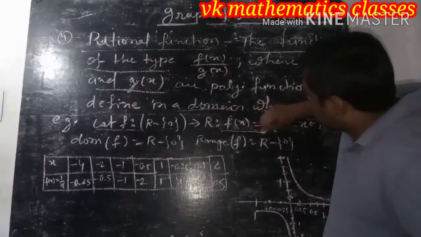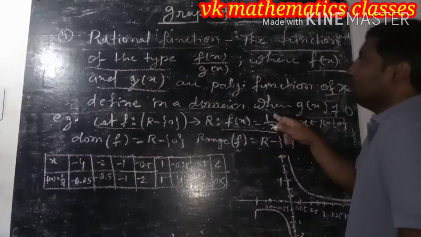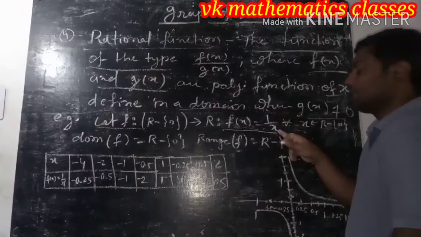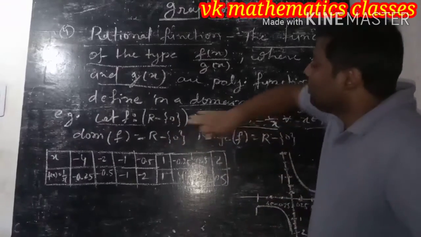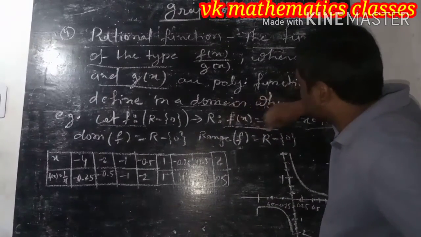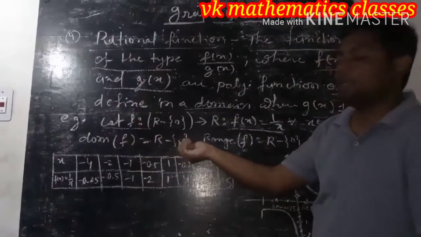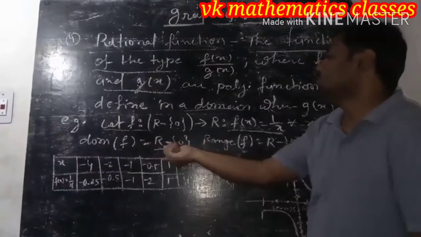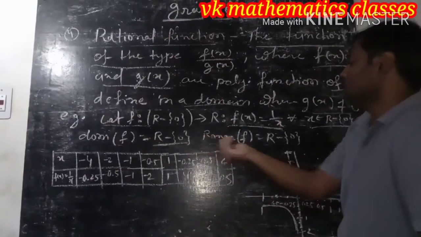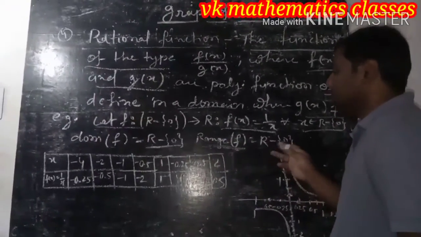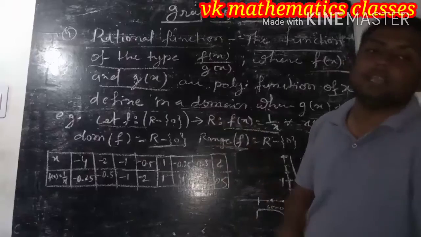Now this is the function f(x) equals 1 by x, in the form of f(x) by g(x), for all x belonging to R minus 0. Then the domain of this function f(x) equals 1 by x is R minus 0, so all values of x are allowed except 0, and the range of f will be R minus 0, because the function is not defined when g(x) is equal to 0.